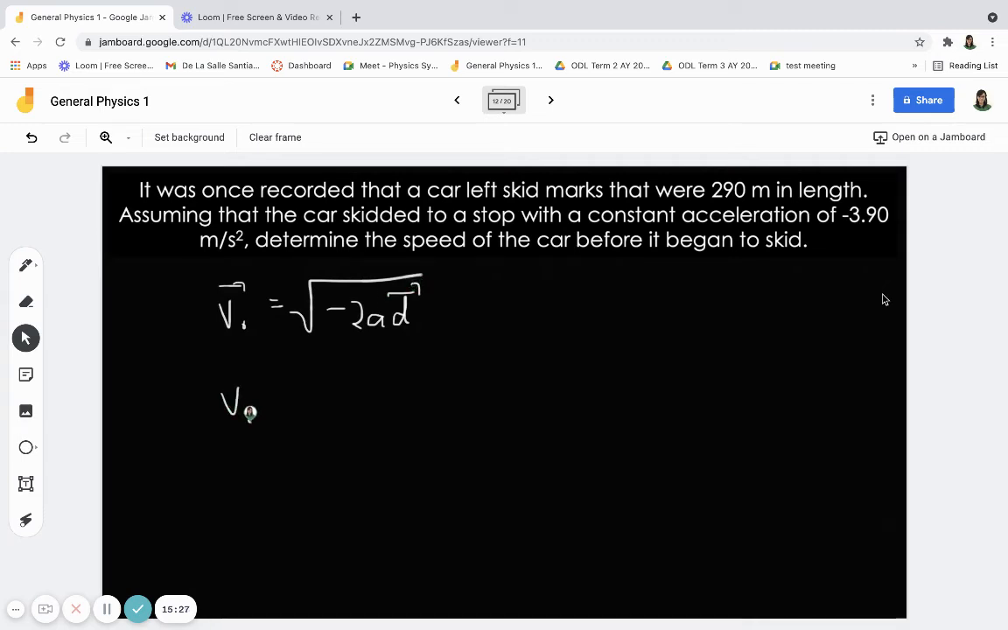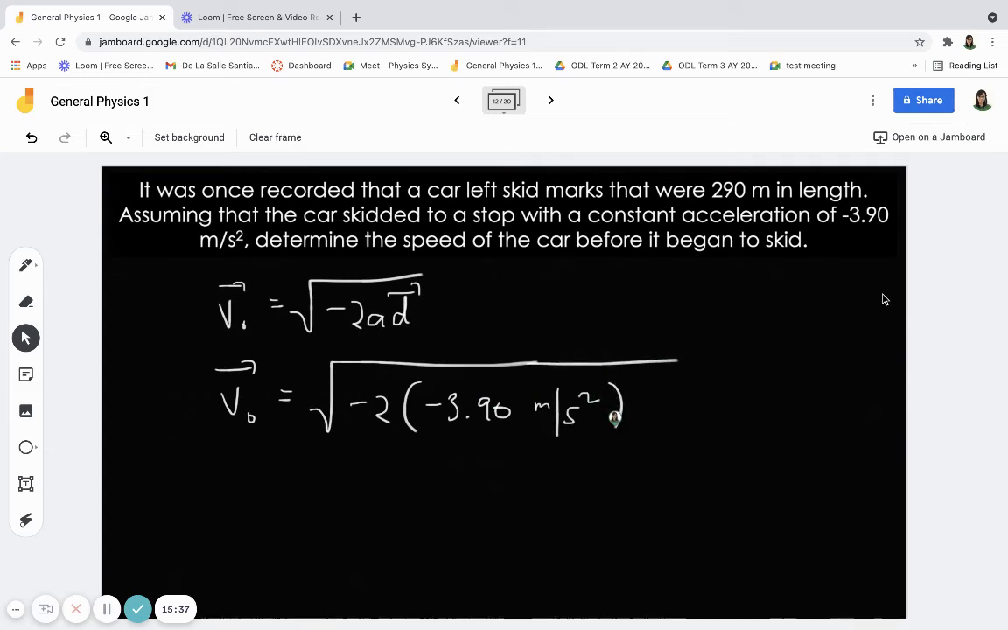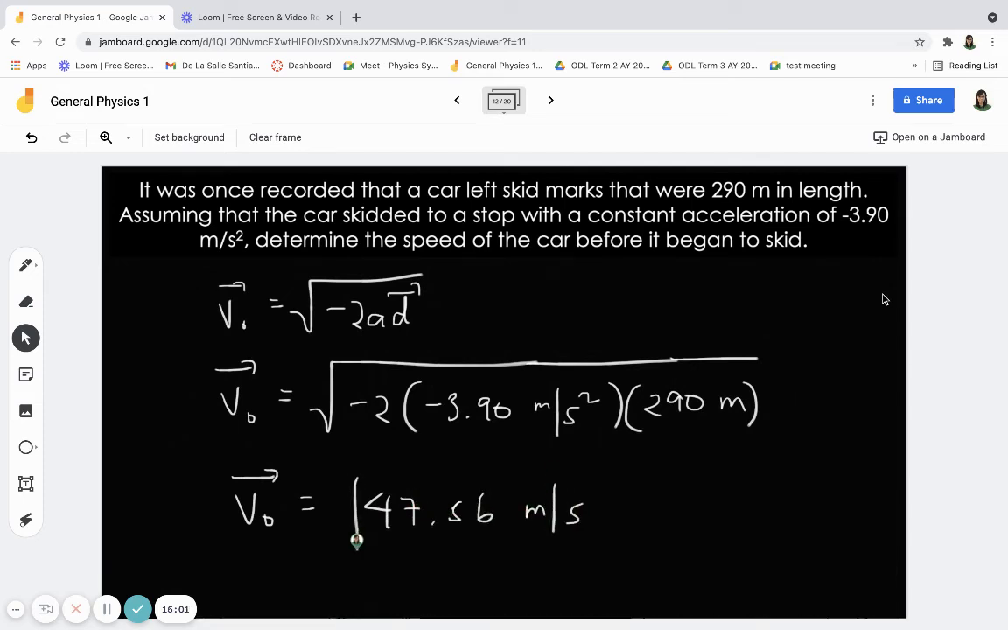So let's do some substitution task here. Okay, so negative 2 times negative 3.90 meters per second squared multiplied by 290 meters. Okay, and then use your calculator to execute the operation. So you're gonna have the square root of that. Okay, I actually got 47.56 meters per second.